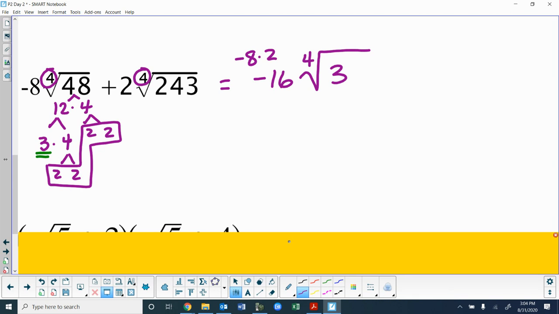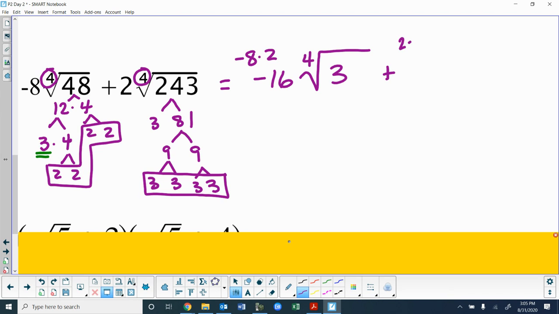And then for the 243, that is 3 times 81, which is 9 times 9, and 3 times 3. So again, I'm looking for a group of 4 of something. So I can pull the 3 out. But as you can see, there's a 2 there. So I'm going to go 2 times the 3. So that's a 6. 4th group. And then if you look again, a 3 is left over.